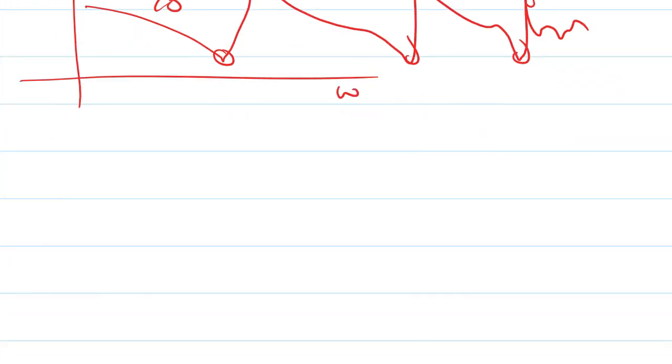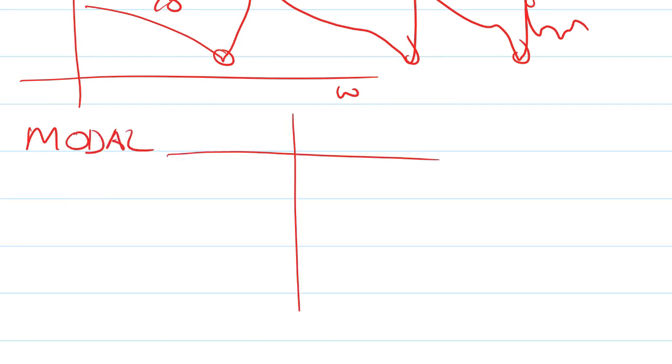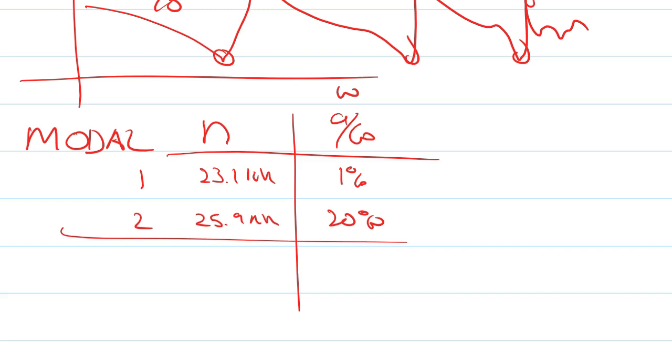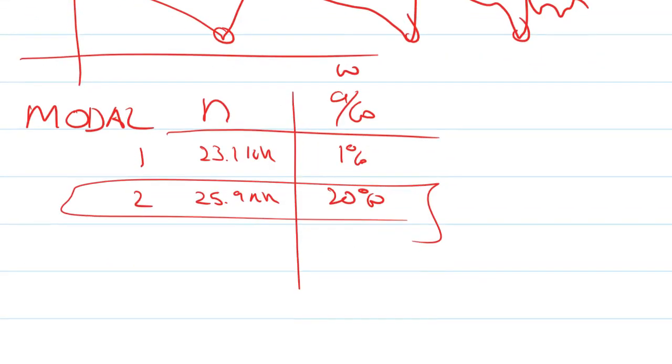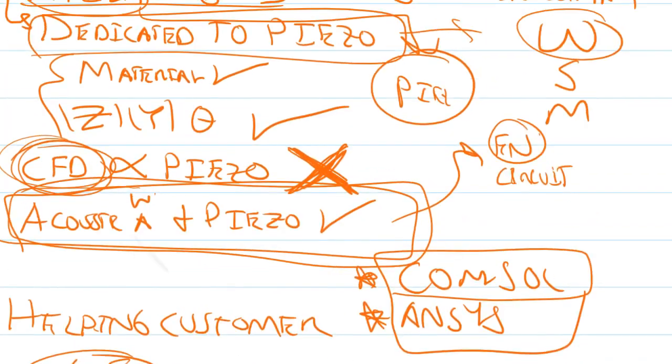Well, this program will give you, when you do modal analysis, let's say n is mode number. So you'll have, for example, mode number 1, frequency 23.1 kilohertz, the coupling factor is 1%. And then mode number 2, 25.9 kilohertz, and the coupling factor is 20%. So hey, this is actually a mode that couples well. Let me go investigate it. Instead of providing an entire frequency response, you'll understand which modes are excited more, and that'll more easily allow you to narrow in. So it's helpful in that way.